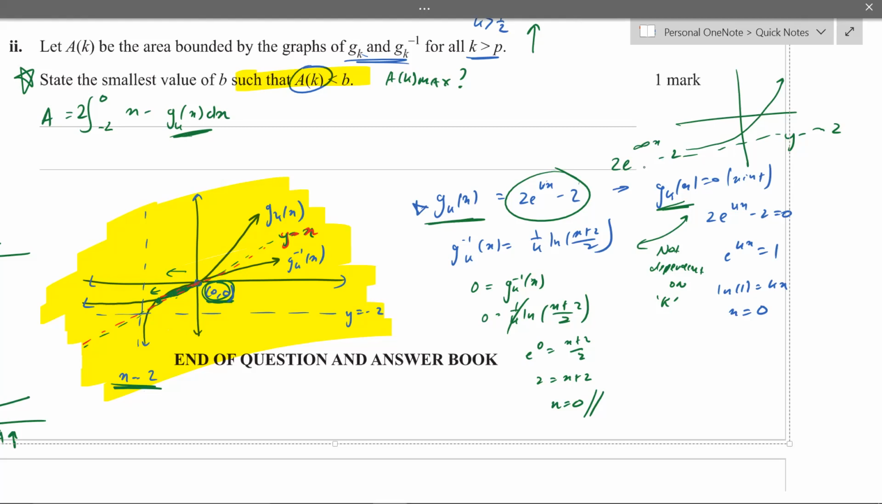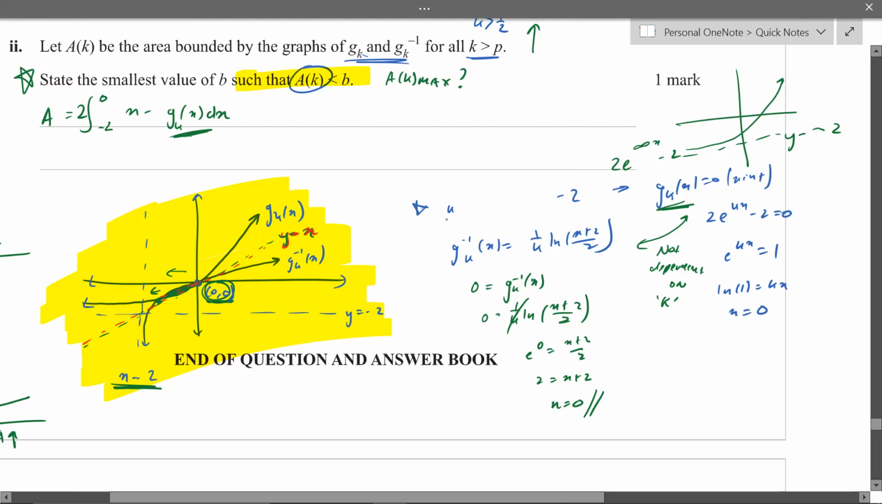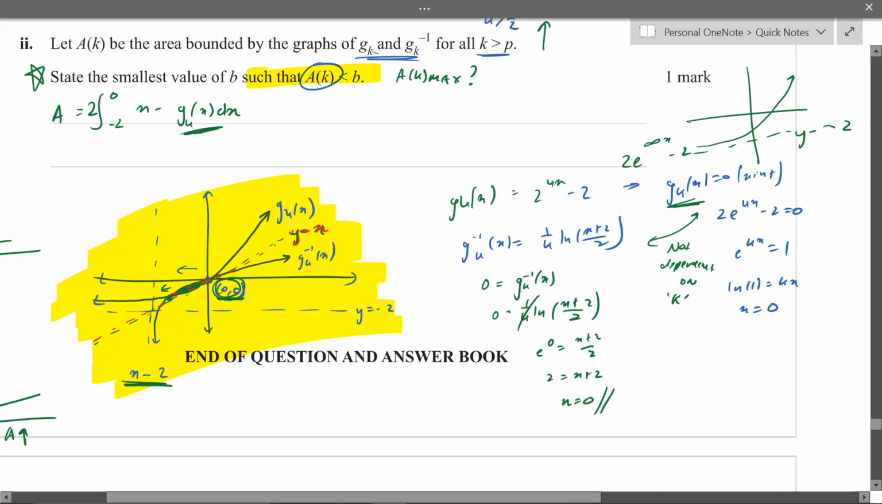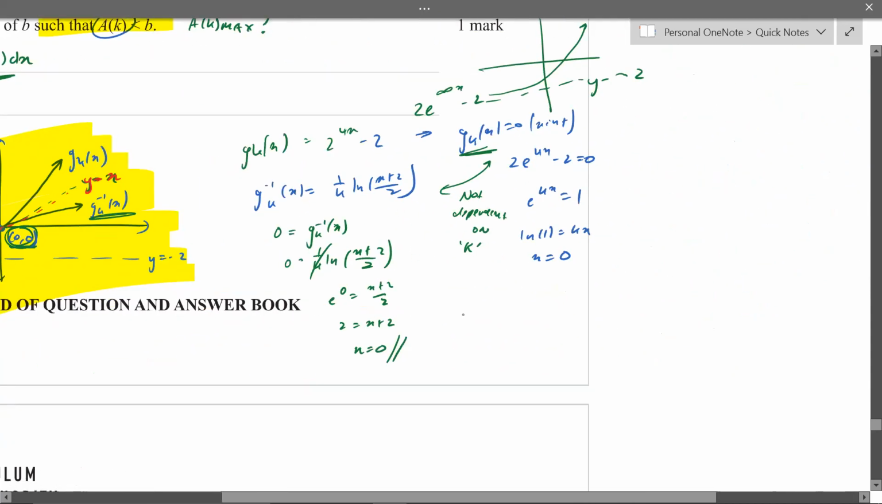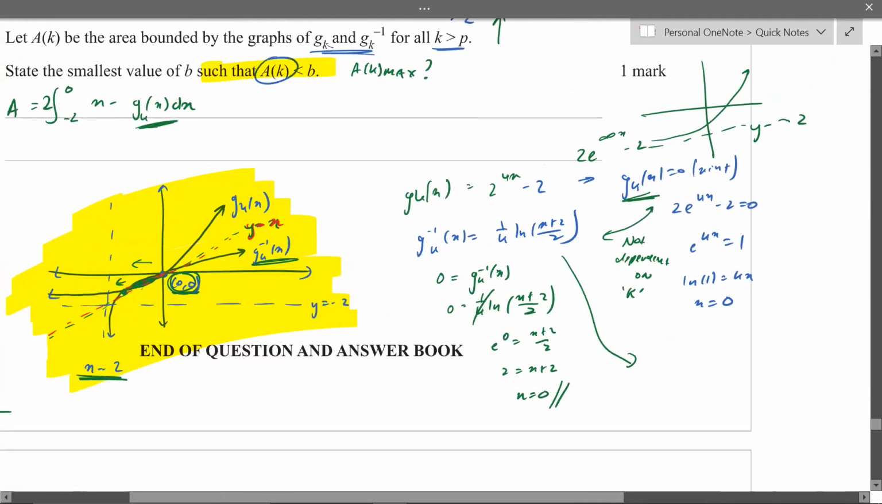If that makes sense. Maybe I'll do it the other way. Oh, I just rubbed this out. 2e^(kx) minus 2. So the inverse graph is here. This one. So, oh yeah, no, sorry. Wrong graph. I was talking about the wrong graph. That's why it wasn't making sense. I did it this way.